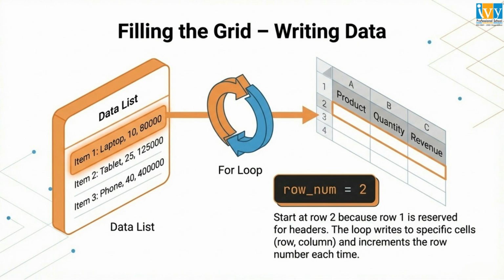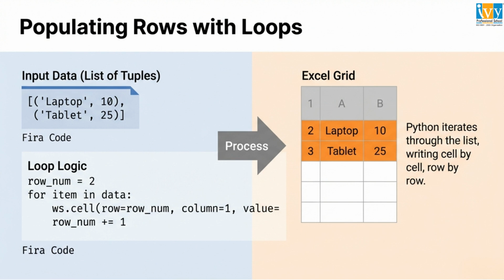Once the structure is ready, we move to data. Python loops through a list and writes values into Excel cells, row by row. Row 1 stays reserved for headers, so we begin at row 2. Every cell is written intentionally. Nothing is accidental. And this is where automation truly scales. Python iterates through your data, cell by cell, row by row. Every item follows the same logic, the same rules, the same structure. Consistency is no longer manual.